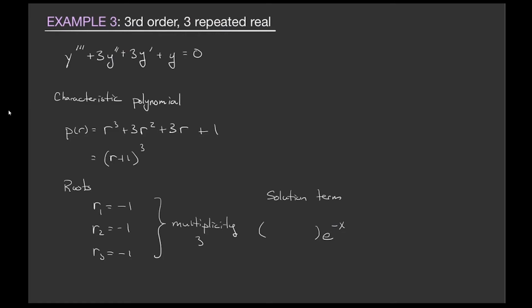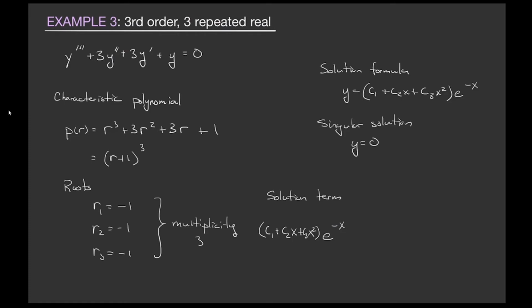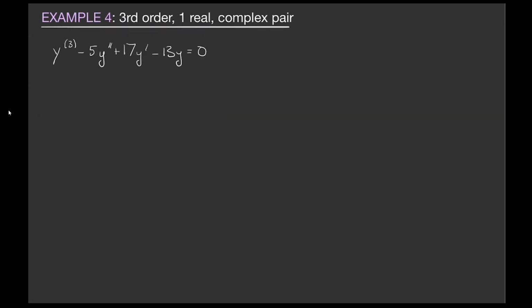It's multiplicity 3, so there should be 3 terms, namely a c1 plus c2, and now x. All these terms should be linearly independent, and then c3x squared. That's all of the roots, so this is actually our solution formula. And like usual, there's a singular solution of y is equal to 0. We'll look at 2 more examples. Let's do the second to last. So here is a differential equation that is not linear.